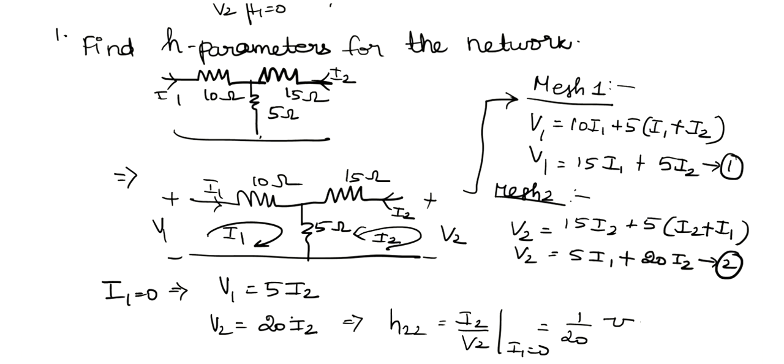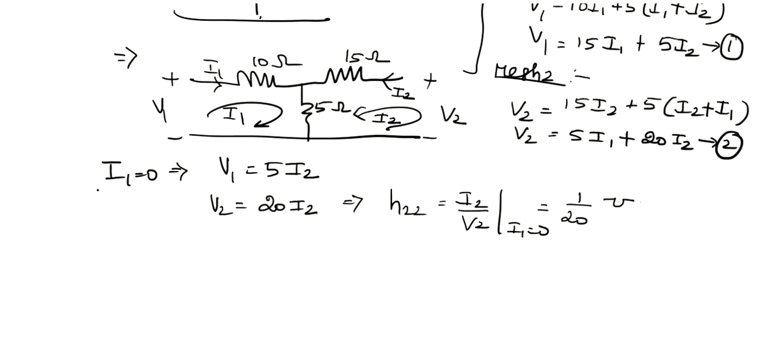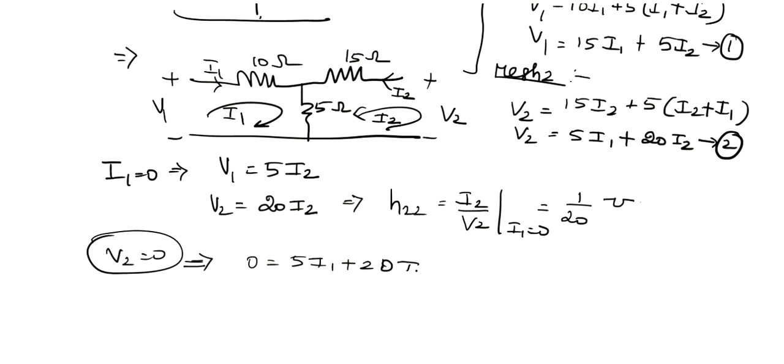And then another option is V2 equal to 0. Getting V2 equal to 0 means in equation 2 we are getting 0 equal to 5 I1 plus 20 I2. So 5 I1 will be equal to minus 20 I2, and I1 will be equal to minus 20 by 5, so you are getting minus 4 I2. This is having the assumption.